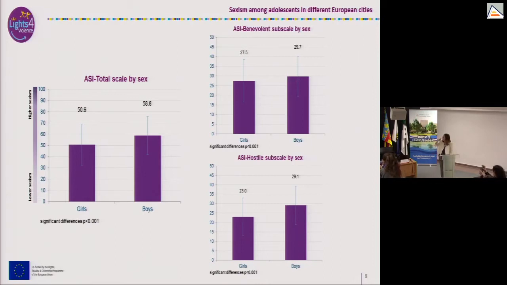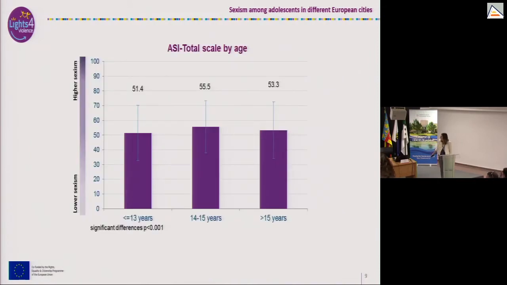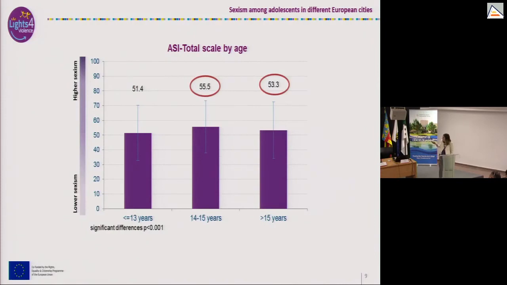Also, boys present higher levels of sexism than girls in total scale, as well as benevolent and hostile. However, the difference increases in hostile subscale. This graphic presents the mean values by age. We observe higher values after 13 years. This pattern is similar in benevolent and hostile scale.